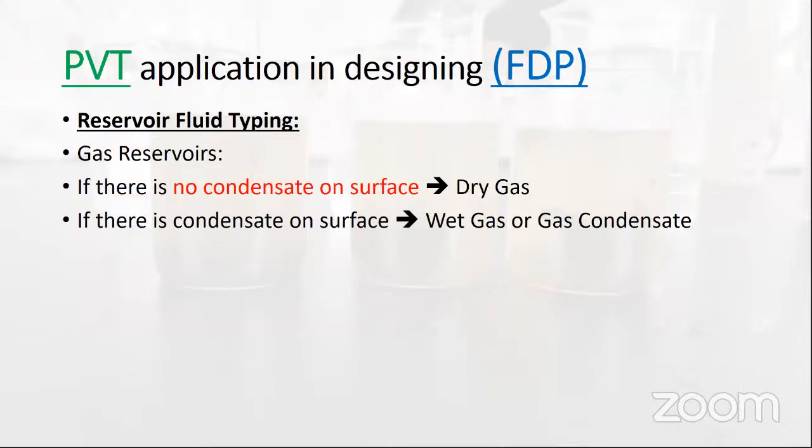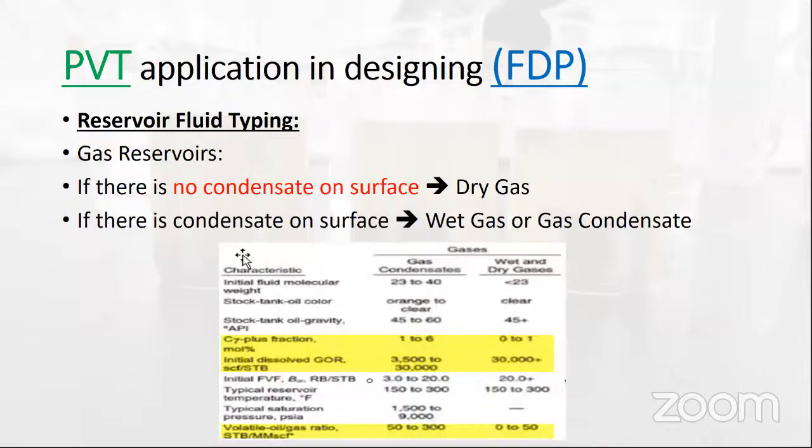But if we have a condensate separated from the produced gas, we call the reservoir fluid wet gas or gas condensate. So at this stage, we want to differentiate between the wet gas and the gas condensate. This table can help us to differentiate between them by using the initial GOR. When we produce our well, we should measure the GOR. If the GOR ranges from about 3,000 or 3,500 to about 30,000, we call in this case the reservoir fluid gas condensate. But if the GOR is higher than 30,000, we call the reservoir fluid wet gas. Okay.